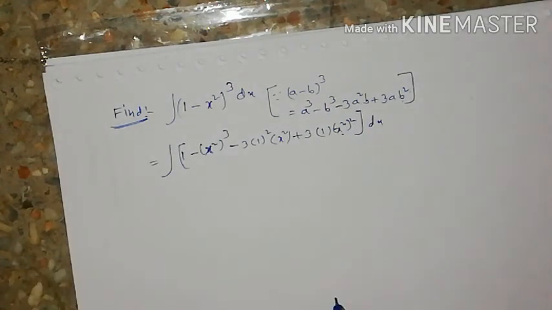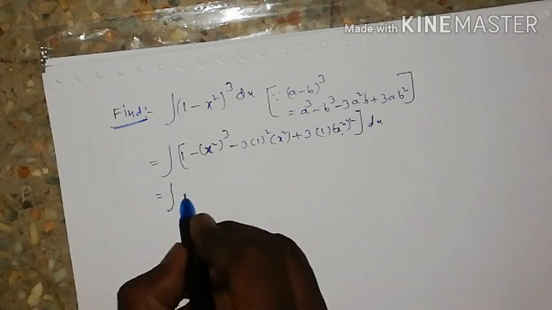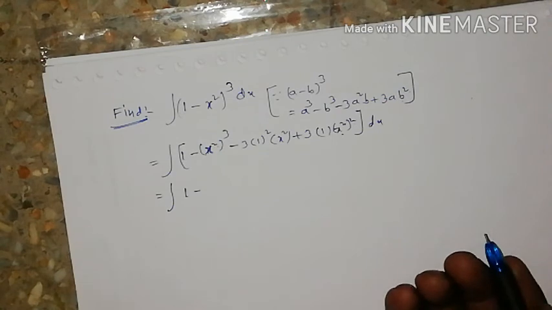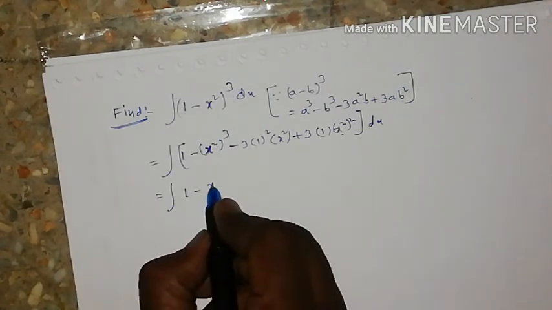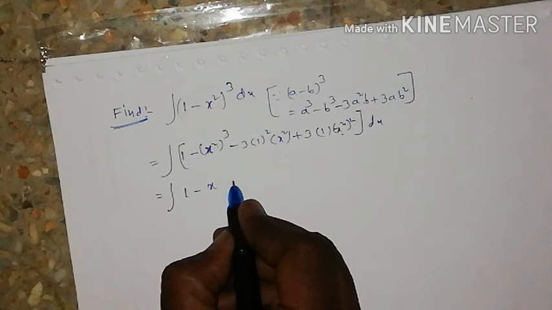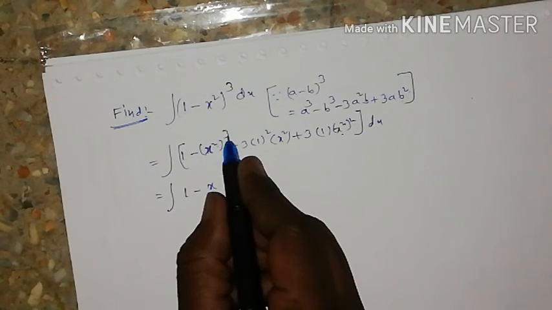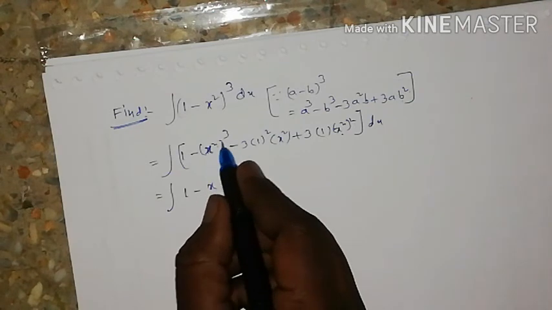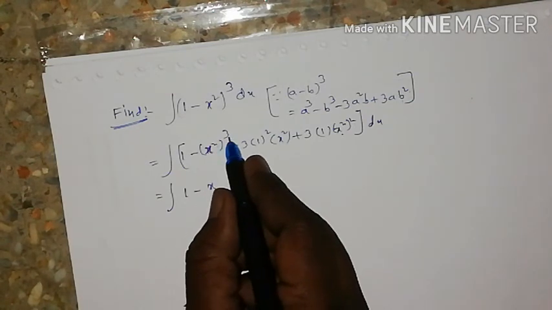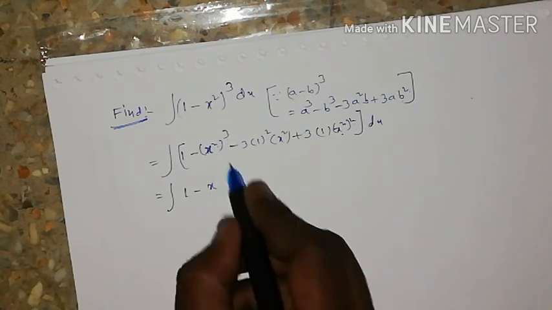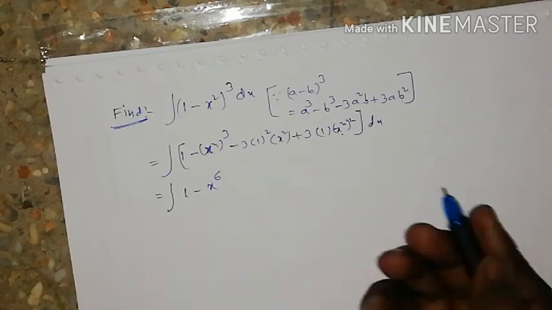Whole dx. Now simplify the brackets. Integration of 1 minus x square whole cube. X square whole cube is x to the power of how much? 8 or 6? Right, 6. Power to power, multiply. It is not 2 cube. It is in a power m whole power n form, which is nothing but a power mn. So power to power you have to multiply: 2 times 3 is 6.